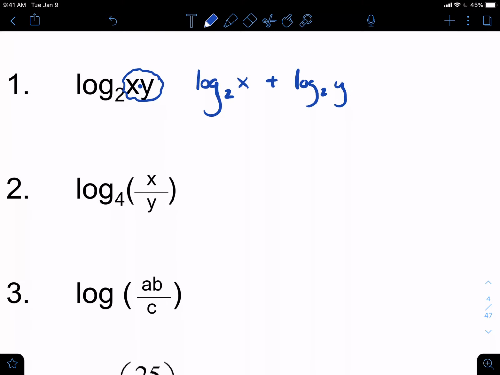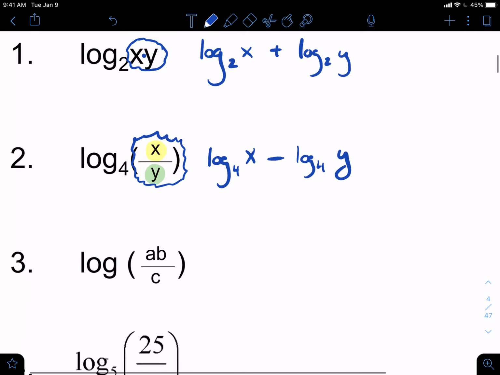Looking at the second problem, here we see we have something that is being divided. So division means subtraction. So we can rewrite this as log base 4, that part's never going to change, of the top, which is x, minus the bottom. So again, log base 4 of the bottom, which in this case is y. So that's going to sit over here, and we'll be done.